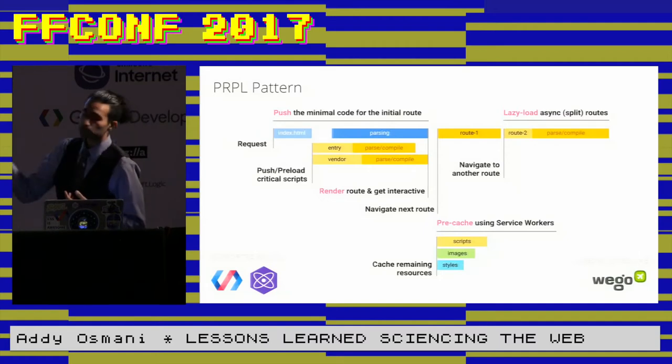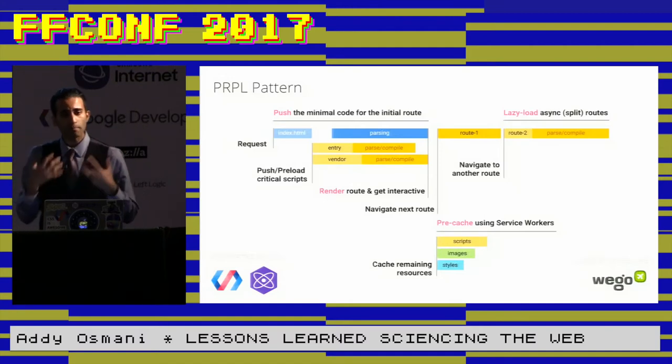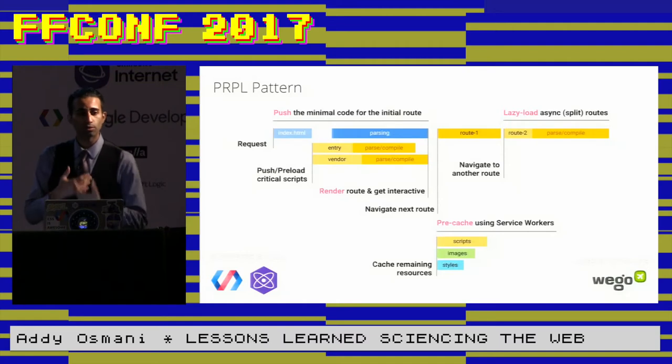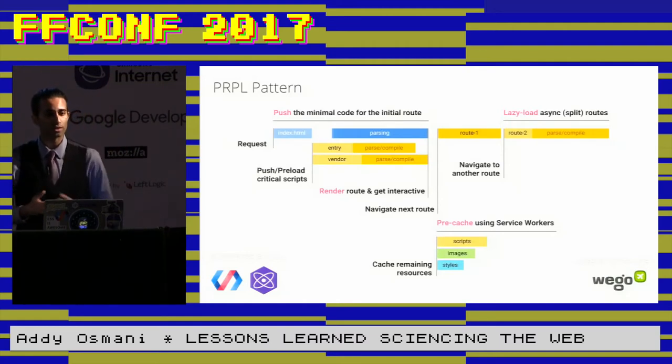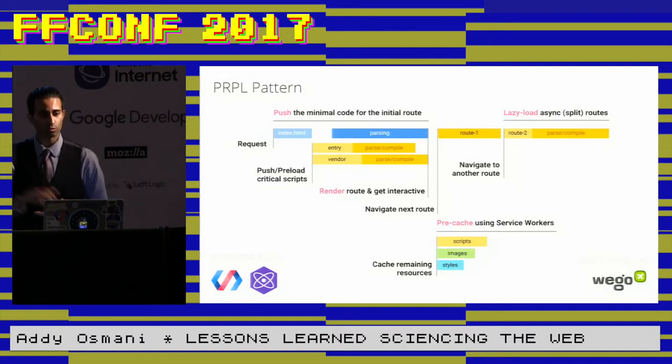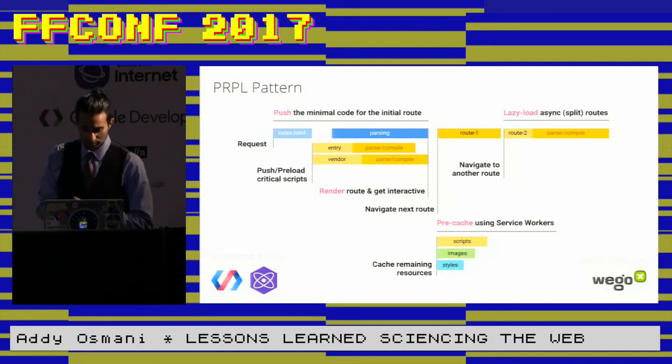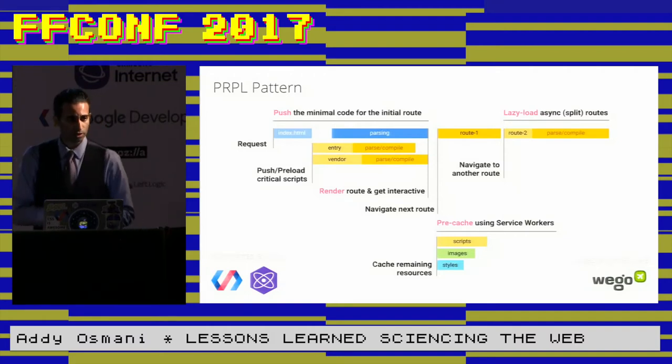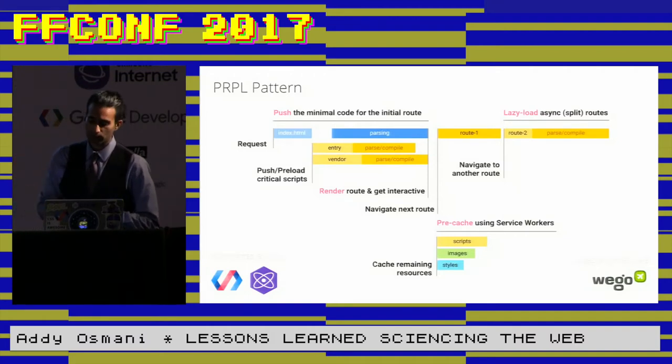Now, there are some patterns that can help you with delivering experiences that are heavily reliant on JavaScript in an efficient way. Purple, or PRPL, as some people prefer to call it, is one of those patterns. The idea here is that you push the minimal code needed for the user to be able to get interactive. You render that code on screen. You lazy load the rest of the experience as they need it, on demand. And then you take advantage of service workers so that you're able to avoid them having to go back out to the network to fetch those resources on repeat visits. This is something that's baked into modern CLIs, like Preact CLI, Polymer App Toolbox.